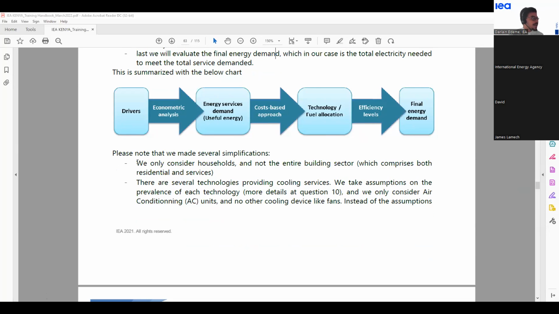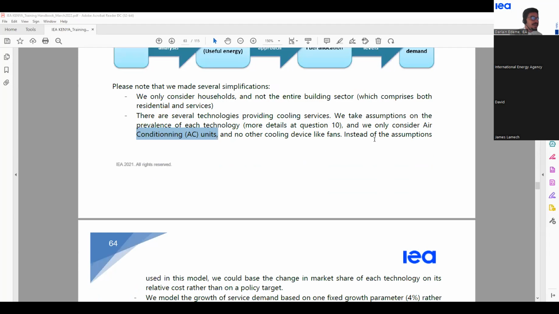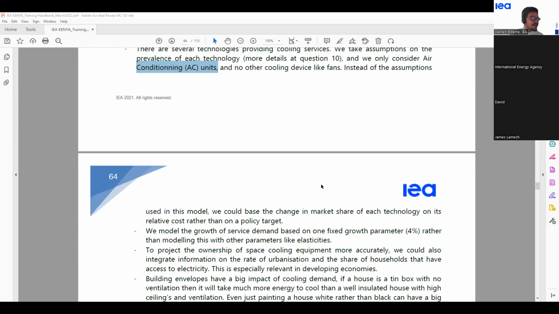So the simplifications are: we will only consider households in the entire building sector, although clearly we also have residential and services. There are several technologies providing cooling services. We will make an assumption on the prevalence of each technology, and we will only consider air conditioning units as cooling devices. For example, we will neglect the existence of fans. When I mentioned that you can complicate this exercise, you can, for example, add other types of cooling devices, like fans.